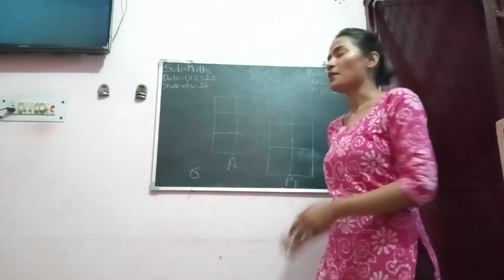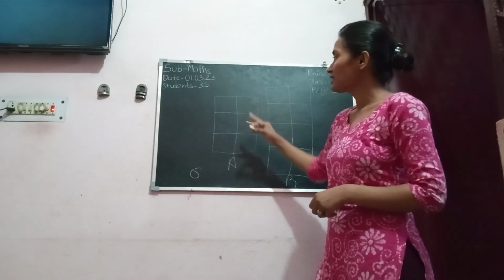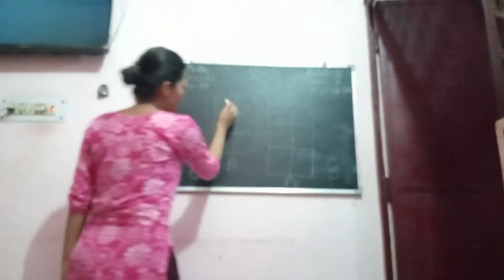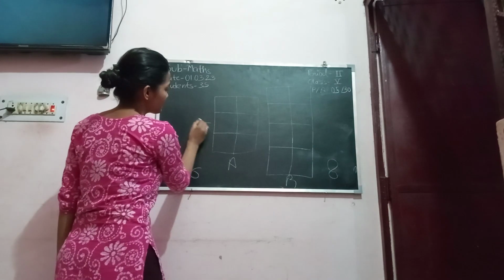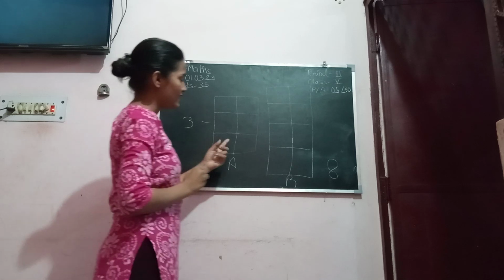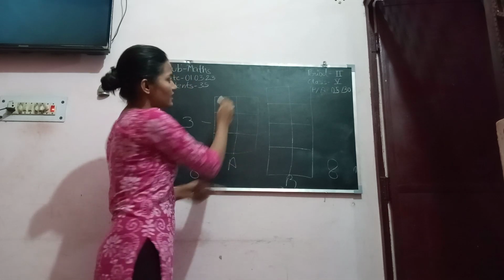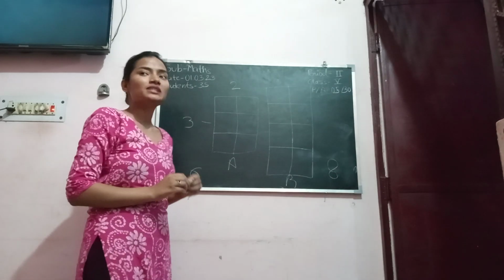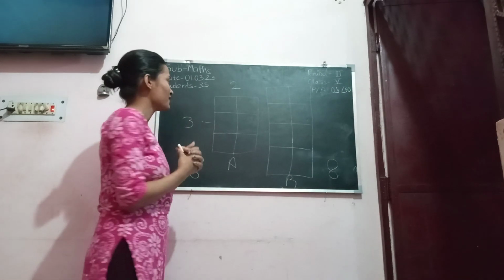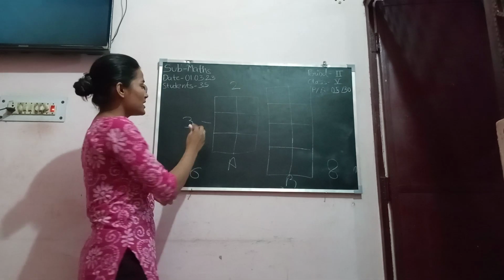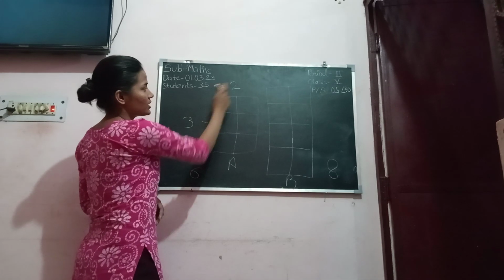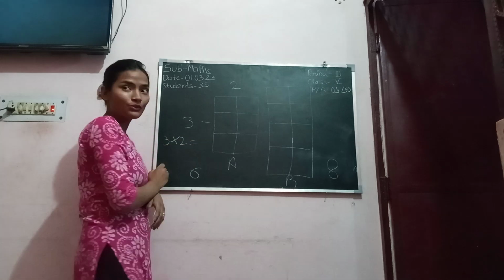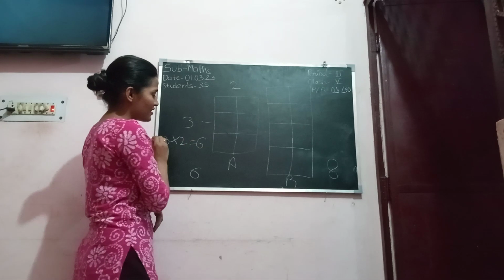Rohan, you come here now and count from this side. How many bars are there? 1, 2, 3. It is 3. And how many are there on this side? Let's see here. 1, 2. Let's try to multiply it. What will come if we multiply this 3 to this 2? 3 multiplied by 2 is equal to 6.